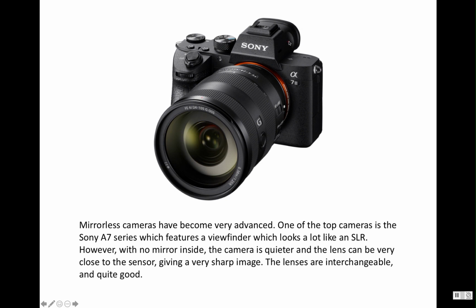Here is the viewfinder up here. Now when you look into that viewfinder, you're not seeing optically out of the lens with the assistance of a mirror, you're seeing out of the lens with a digital display. So it looks a little bit different, but you are seeing the exact same image that you're going to capture with that lens. These cameras also, because there's no mirror inside, the lens is very close to the sensor, which yields a very sharp image. The lenses are interchangeable and they're usually pretty good.